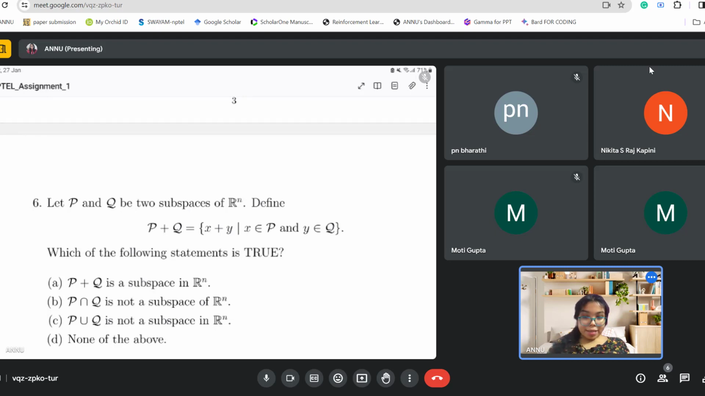So the question is, let P and Q be subspaces. Which of the following is true? P plus Q is a subspace. P intersection Q is not a subspace. P union Q is not a subspace. You have to find the only true statement.